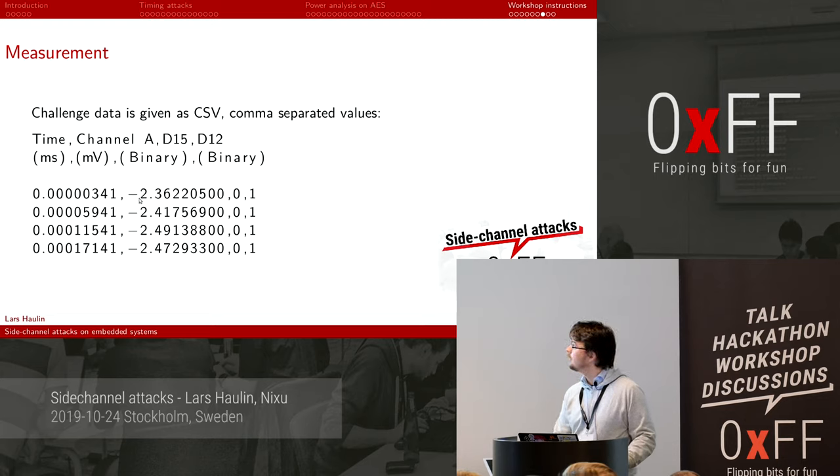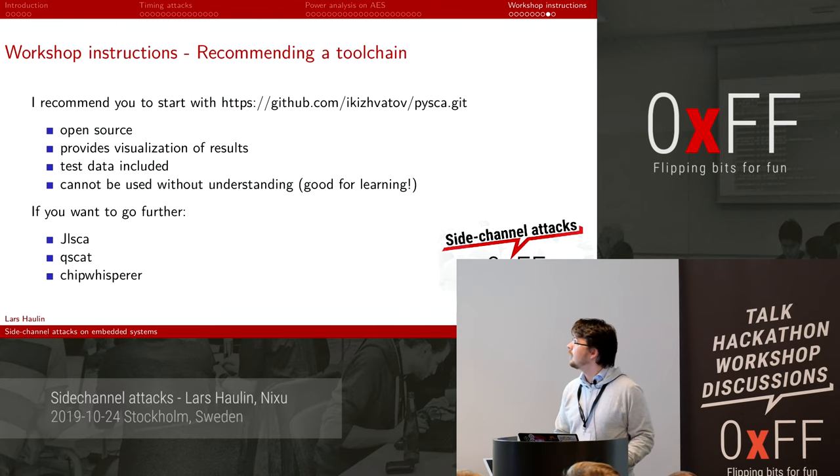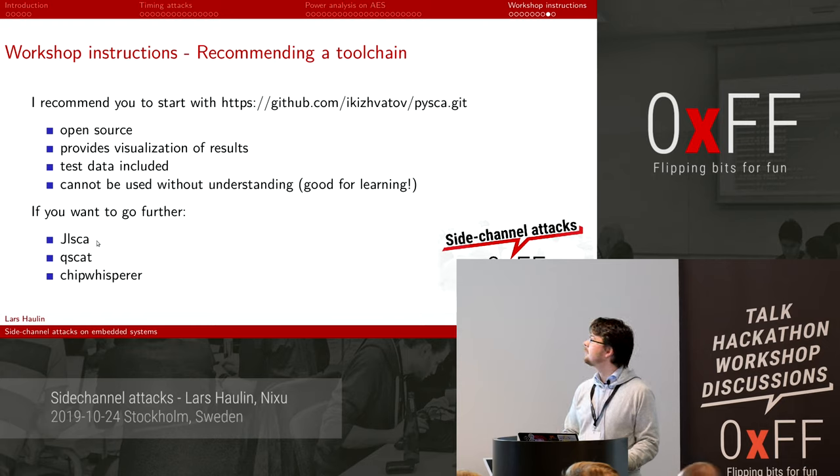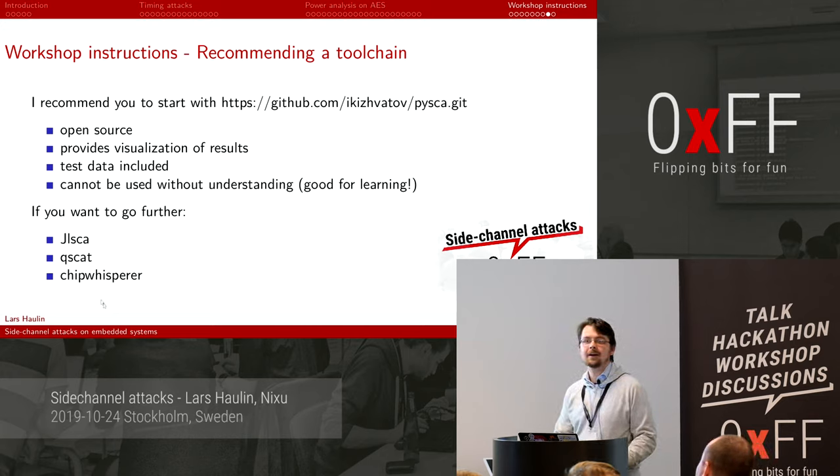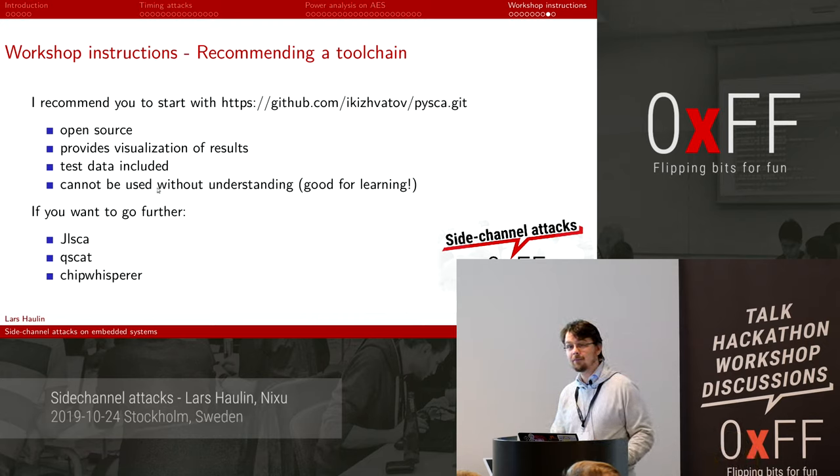So for this workshop, I recommend you to use the Pi SCA tool. It is available on GitHub. It is open source in Python, which is an accessible language. There are others like JLSCA, which uses Julia, which is a bit more obscure, but it has a bit better throughput if you want to go further on that later. There are also some other tools that have GUIs, but I would like to stress that it's good if you actually understand what this is about. And the Pi SCA framework is modifiable, and you can do visualizations and plots, and it includes test data to see that it works.